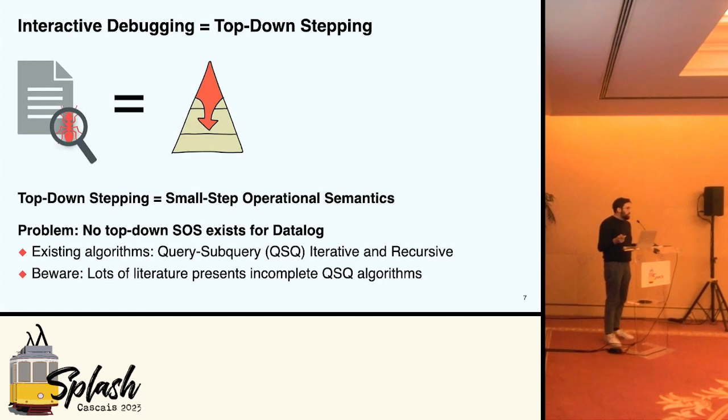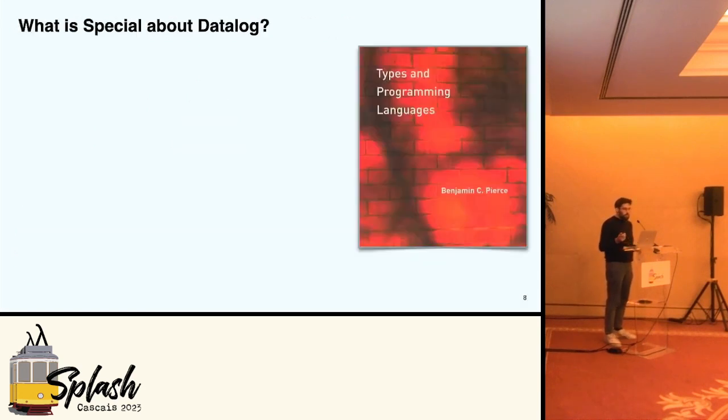But there's a problem, because there does not exist a small step operational semantics for Datalog that follows the top-down evaluation order. There are algorithms for top-down evaluated Datalog, like subquery, for example, but all these are described as pseudocode in the literature. Most of you know how to describe small step operational semantics for languages like the Lambda calculus and its extensions, or imperative programming languages, like introduced in the book Types and Programming Languages.